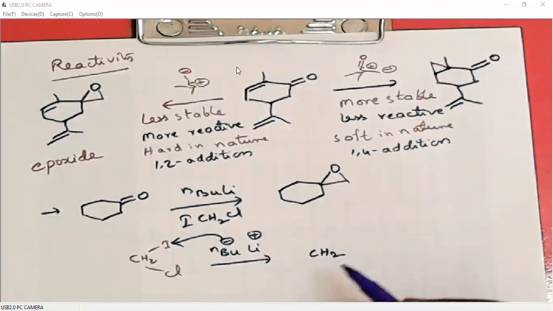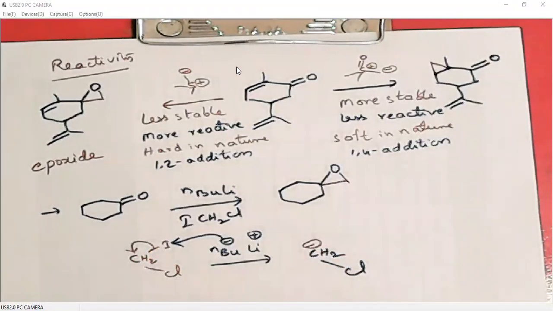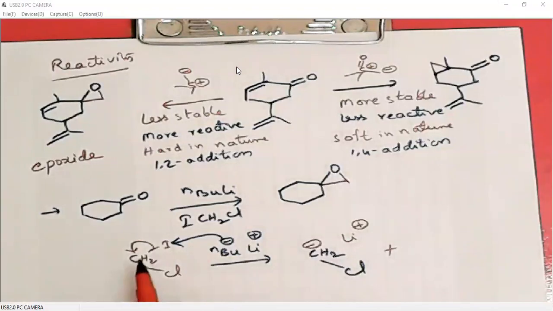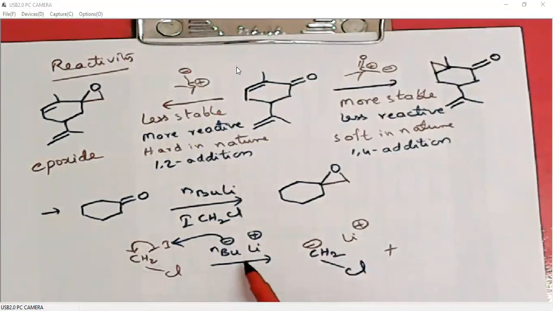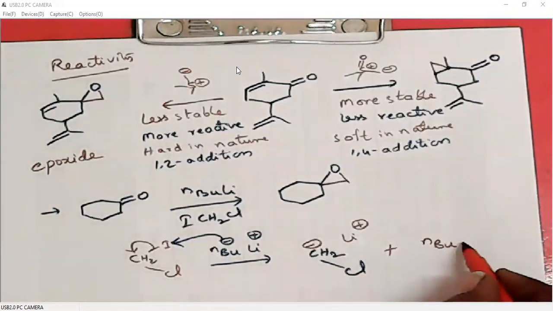So we get CH2Cl, and because of the polarization, it is CH2 minus, lithium plus. This is what is called a metal halogen exchange reaction. When we treat a haloalkane or haloalkene with alkyl lithium reagents, the alkyl anion attacks the halogen, an anion generates on carbon, and the counter ion is the metal. Then it generates n-butyl iodide.